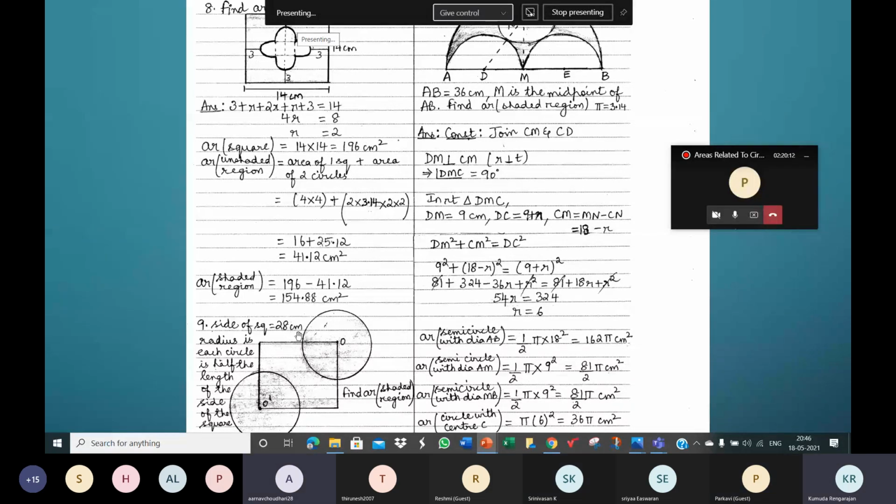270 degrees. I've given the side of the square as 28 centimeters. The radius of each circle is half the length of the side of the square. So 28 by 2, 14 centimeters.